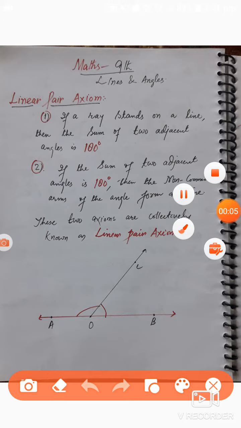Assalamu alaikum, dear students. In this lecture, we will learn the linear pair axiom. Prior to this, we have learned what linear pair angles are.